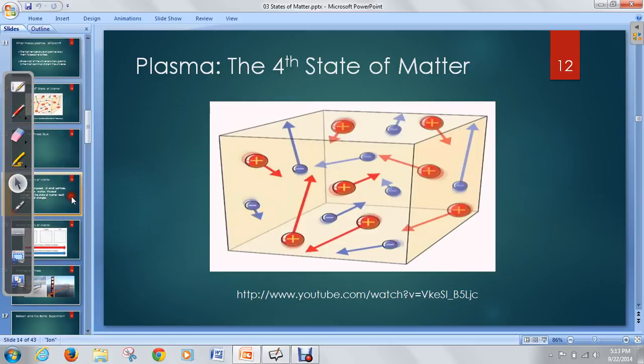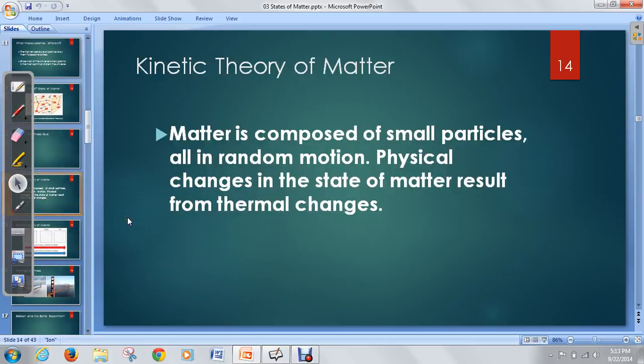All right, then we talked about the kinetic theory of matter. Okay, and all the kinetic theory of matter states is that matter is composed of small particles, all in random motion. Physical changes in the state of matter result from thermal changes. All that really means is that we have a bunch of particles. Matter is going to be made out of these particles moving around. As we increase the temperature, they're going to change their motion.